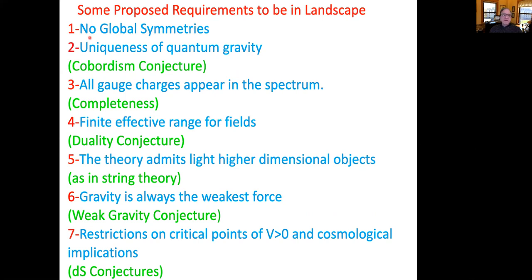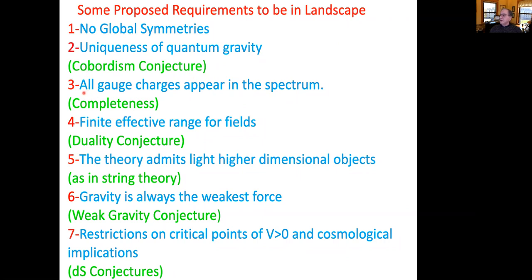So the idea is that in any theory of quantum gravity, any consistent theory of gravity, you cannot have a global symmetry. Every symmetry you start with, any globally conserved charge that you start with, gets broken due to quantum gravity effects. The second thing I'm going to discuss is the uniqueness of quantum gravity. This is related to what I'm going to call the cobordism conjecture.